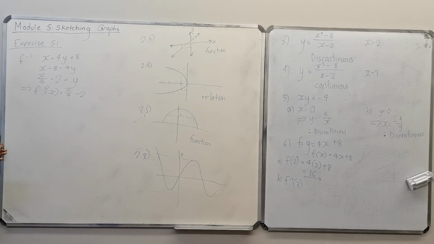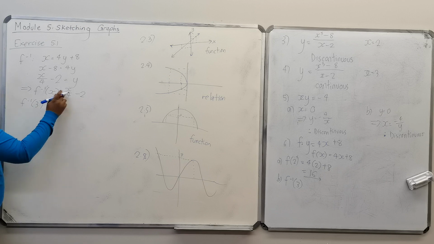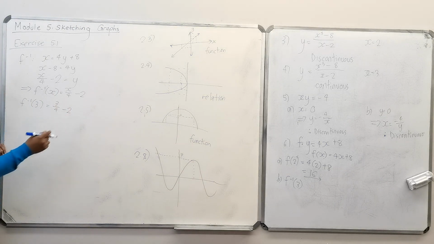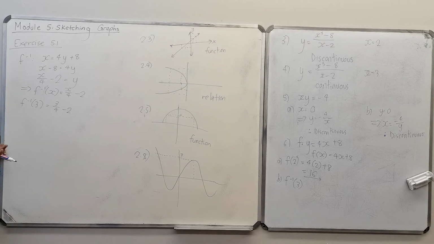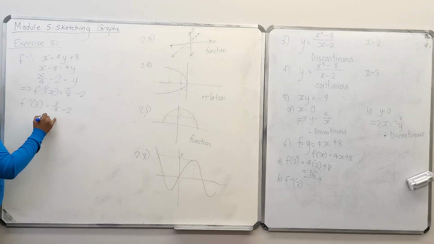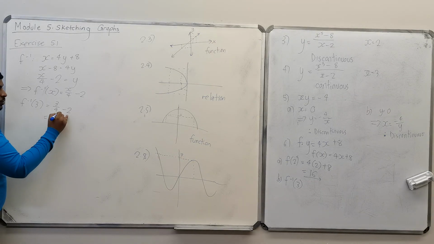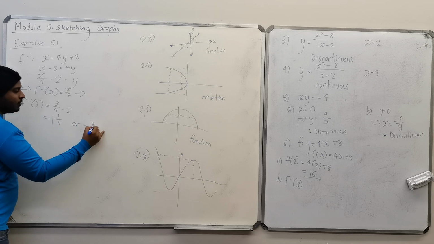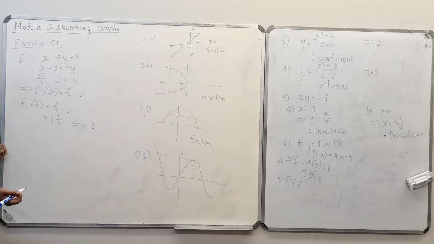You understand this? Right? They asked you for f inverse of 3. So wherever the value of x is, you substitute 3. So 3 over 4 minus 2, basically 3/4 minus 2. Yes? Minus 1 and 1/4. Right? So you can say minus 1 and 1/4, or if you put it in your calculator, they'll tell you minus 5 over 4. Right? Okay. We understand this?